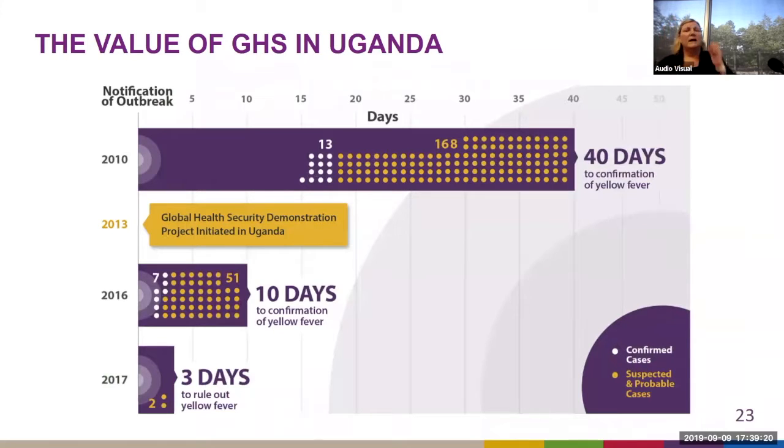This example from Uganda is for looking at yellow fever and shows, with building their capacity, how in 2010, the yellow dots are suspected and probable cases and the confirmed cases are in white. But you see in 2010, it took 40 days to confirm the outbreak of yellow fever. And over the years, they've worked on their emergency operations center, building their public health workforce, strengthening their lab capacity. In 2016 it took them 10 days, and they had 7 cases. And in 2017, it was 3 days, and they ruled it out. So showing how rapidly building health security capacities, a country can really detect quickly, respond, and then further prevent if needed through vaccination for yellow fever specifically.